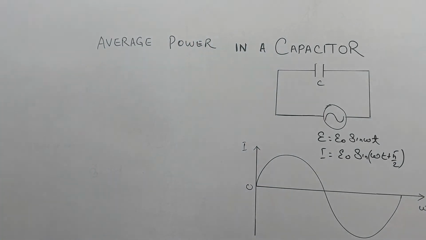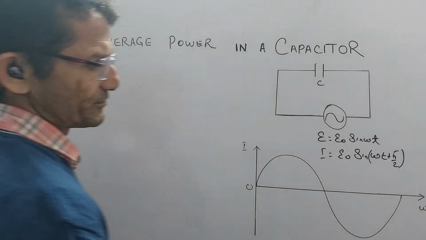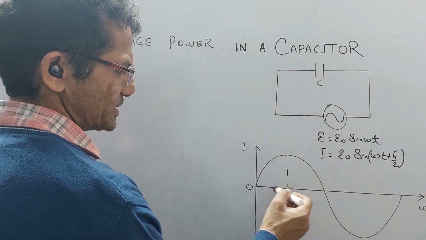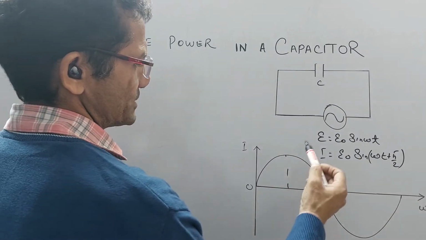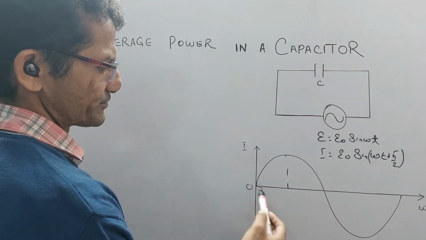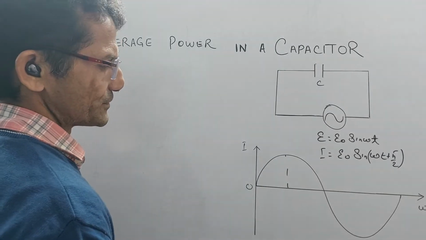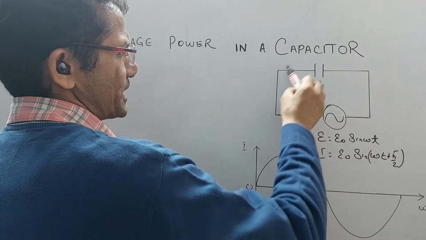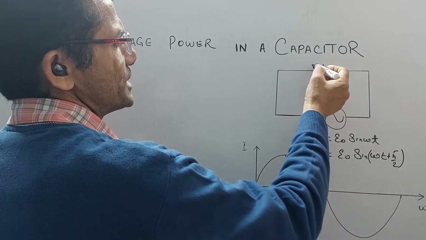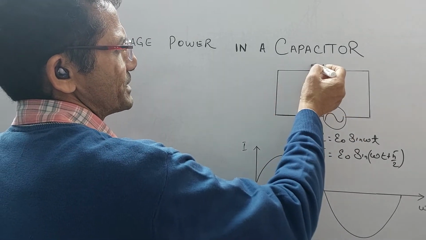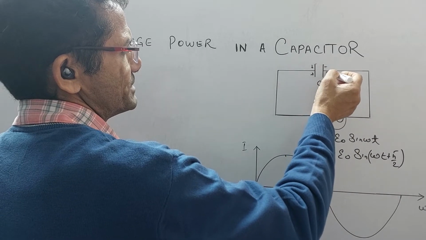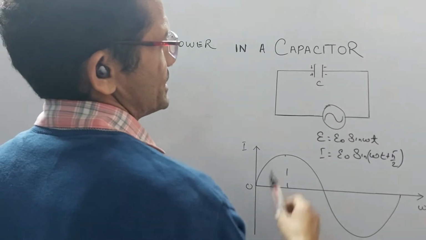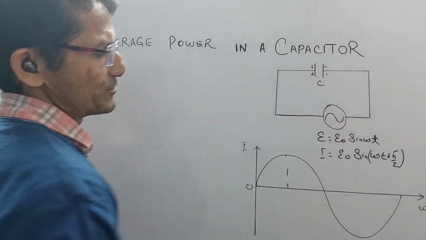Now going through the quarter cycle, this is our first quarter cycle. In the first quarter cycle, our current is increasing from 0 to its maximum value. During this period, our capacitor is going to charge, so this plate becomes positive and this plate becomes negative. When the charge is coming onto the plate, there is an electric field between these two plates.